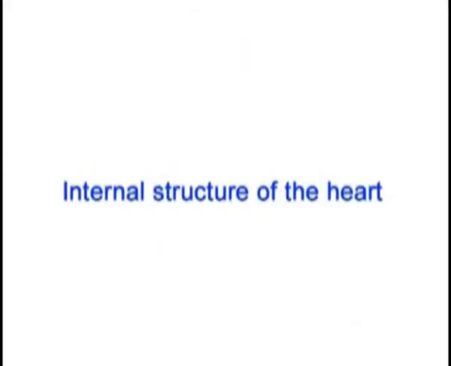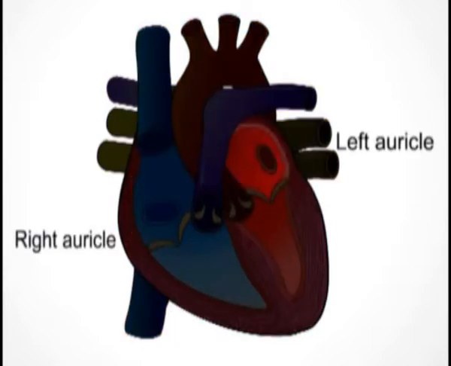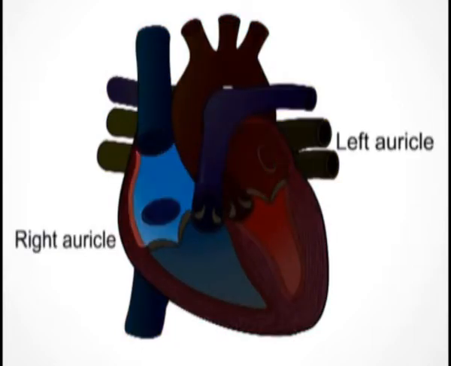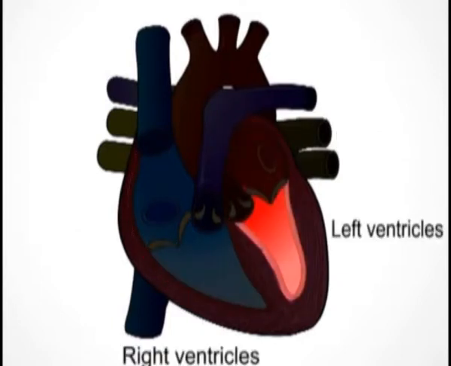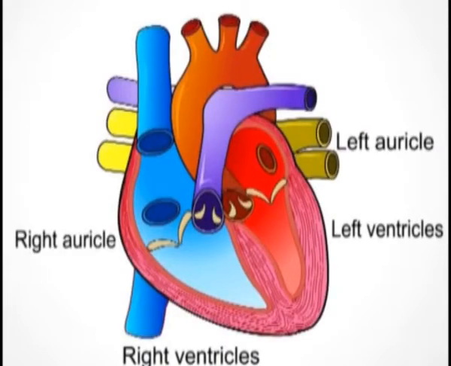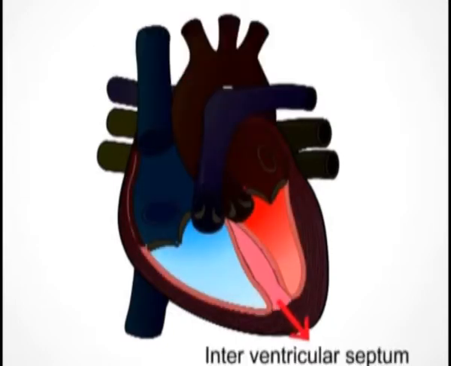Internal structure of the heart. Heart consists of four chambers. The upper two chambers are called the auricles, the right and the left auricles, and the lower two chambers are called the ventricles, the right and the left ventricles. The two auricles are separated by interauricular septum and the two ventricles are separated by interventricular septum.